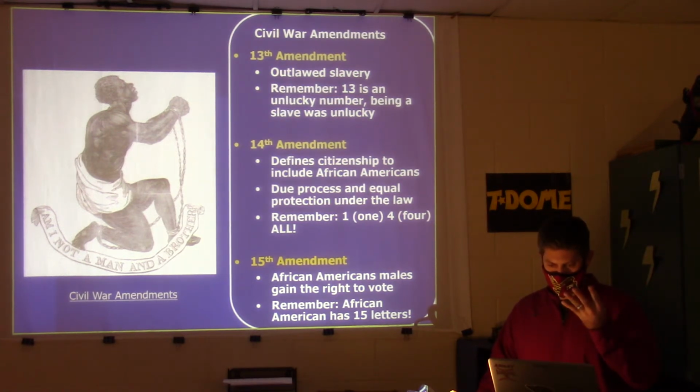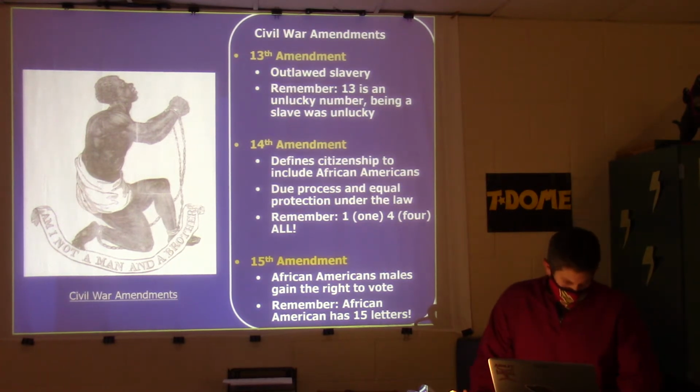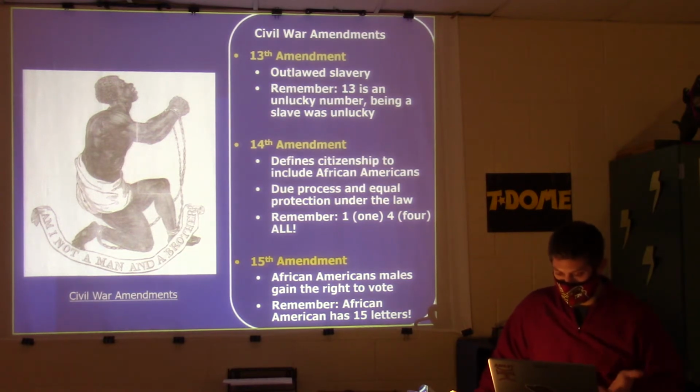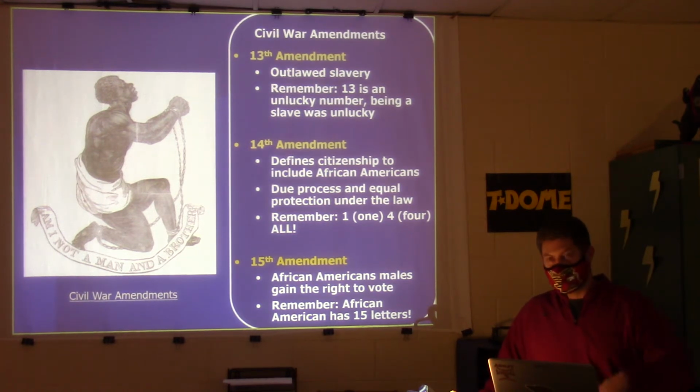One for all. All right, 15th Amendment, African American males gain the right to vote. Now, this is called a suffrage amendment, and the word suffrage means the right to vote. When you see the word suffrage, it doesn't mean somebody's suffering. It means the right to vote. So if you see women's suffrage, it is women's right to vote.